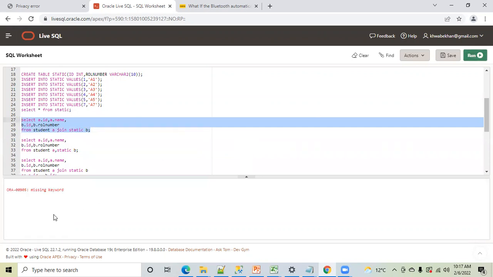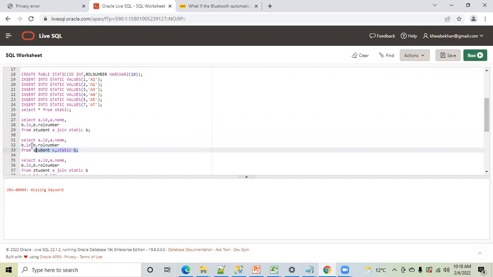I'm running this again. You can see missing keyword. Why? Because you have not mentioned the joining condition. That is why, if you are joining two tables and have not mentioned the joining condition, this will throw an error message. Is this clear? Clear, sir. Okay.